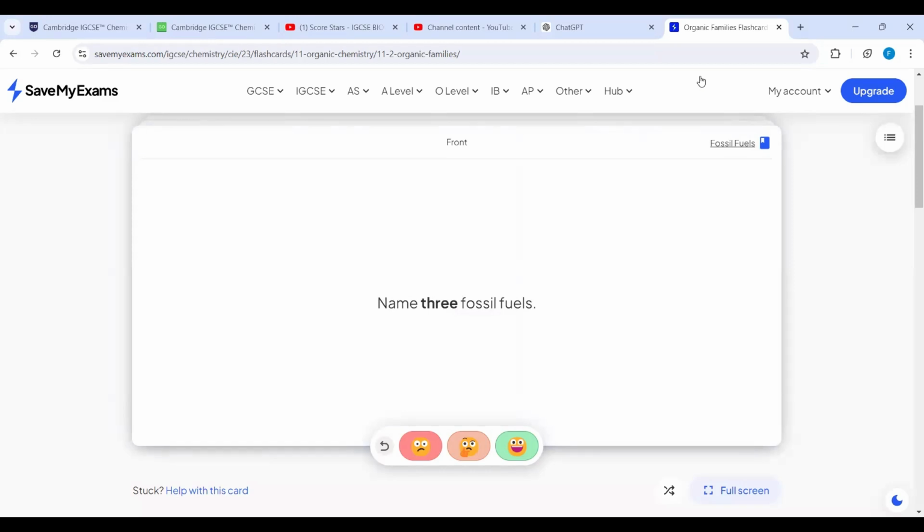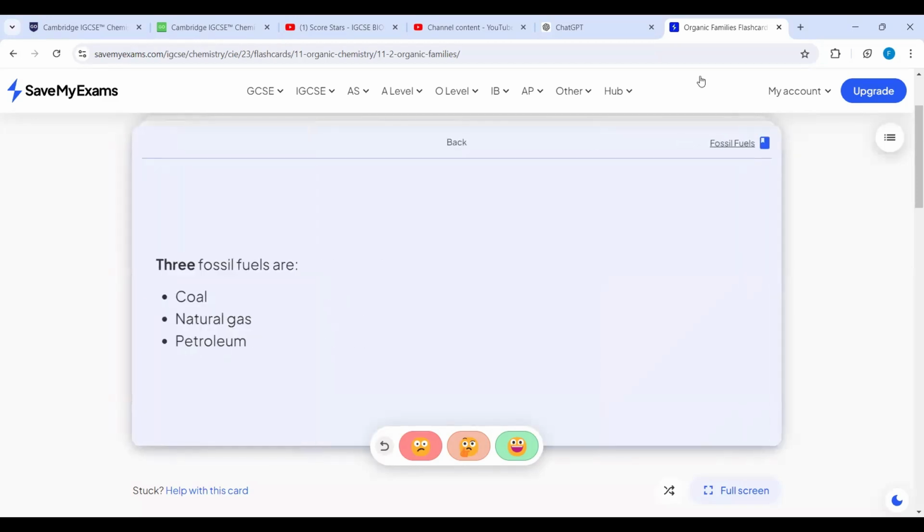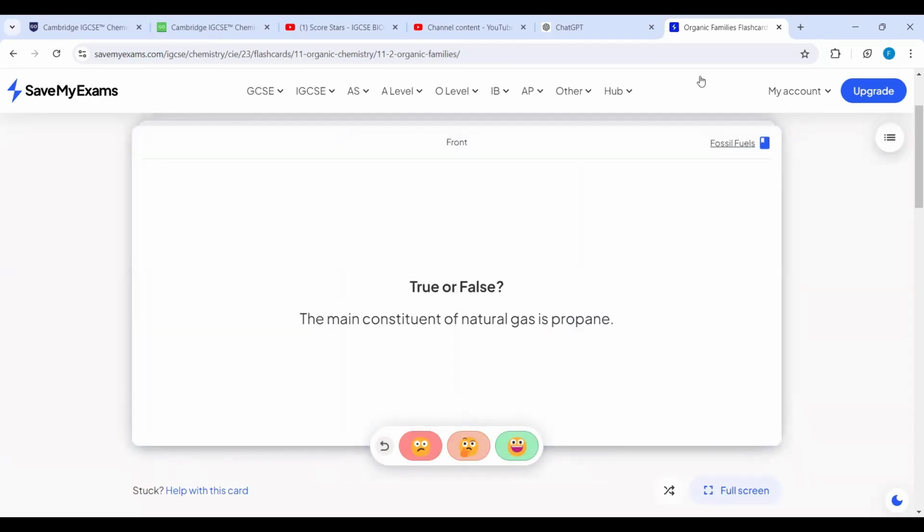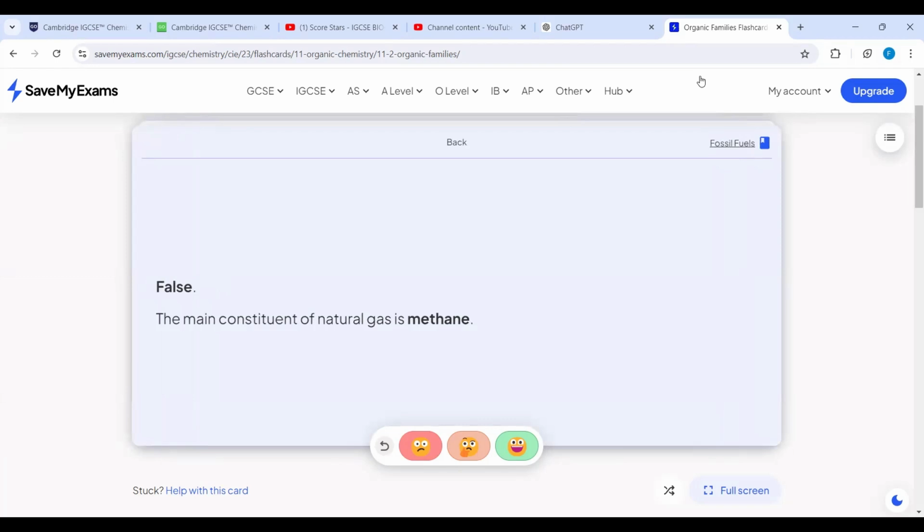Name 3 fossil fuels: coal, natural gas, and petroleum. Is it true or false? The main constituent of natural gas is propane. Now think, is it true or false? It is false, because the main constituent of natural gas is methane.